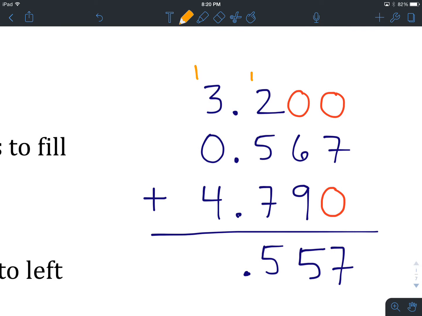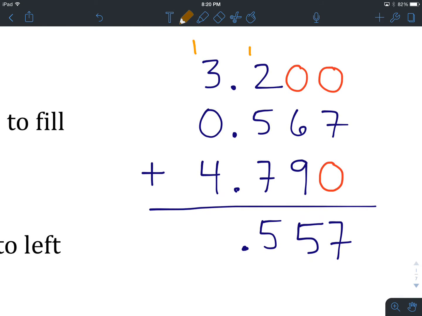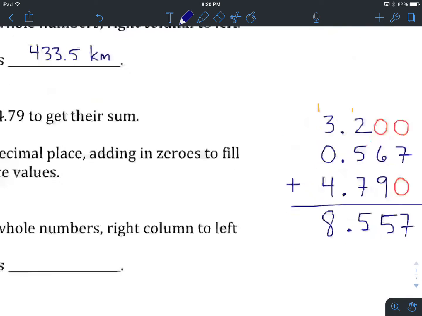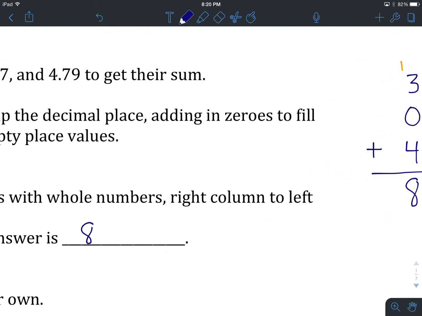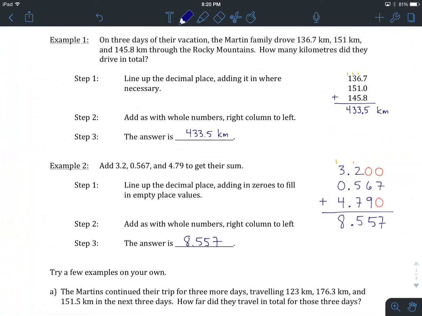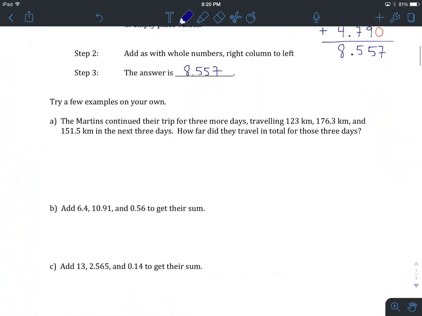column. So now we're adding that last column, which are the ones. We have the 1 that we carried, plus our 3 is 4, and another 4 is going to give us 8. So there is our 8, and that is our total. 8.557. So this is how you do vertical addition with decimals. We've got a couple more examples here for you to try.